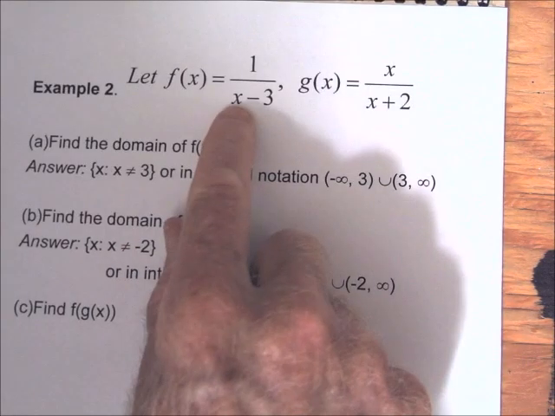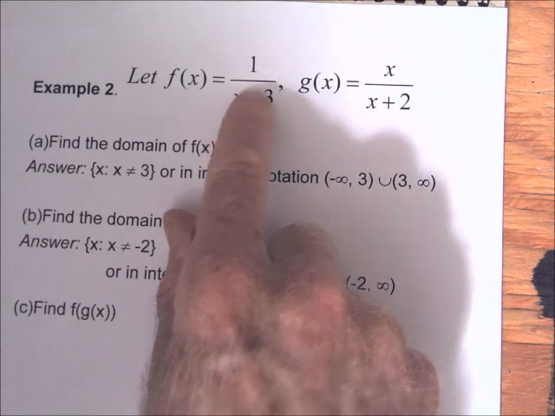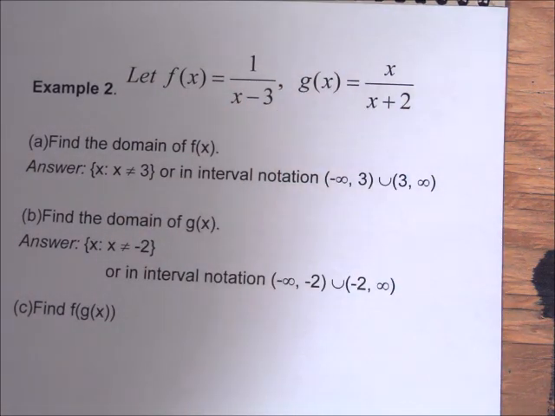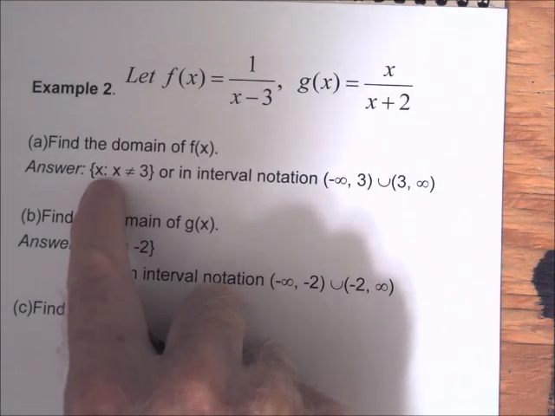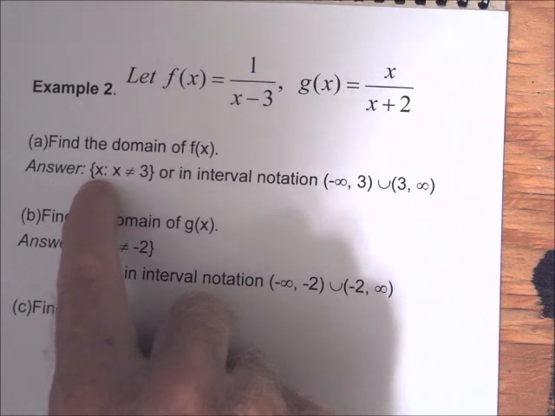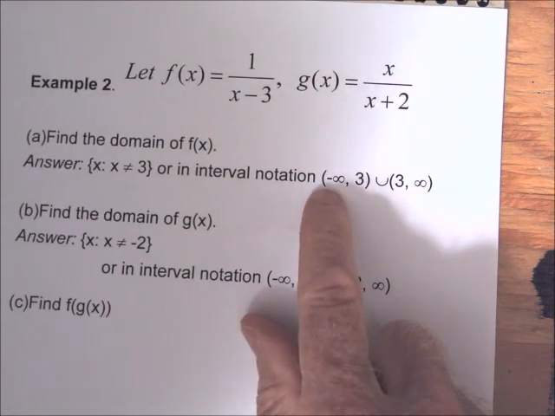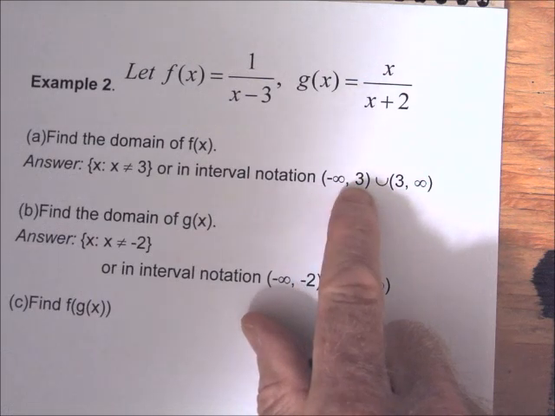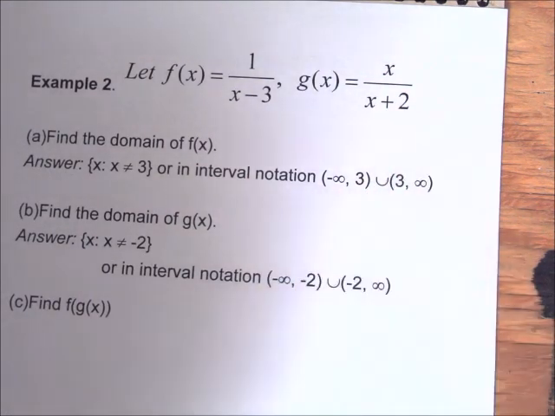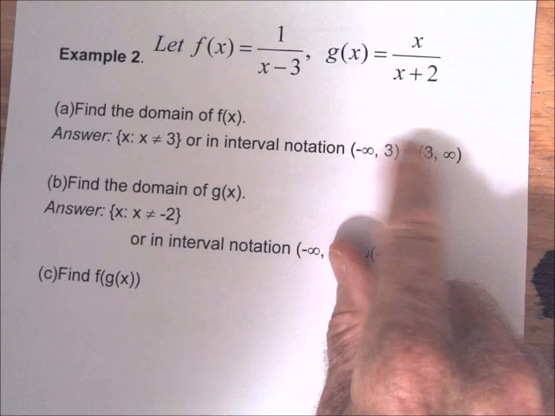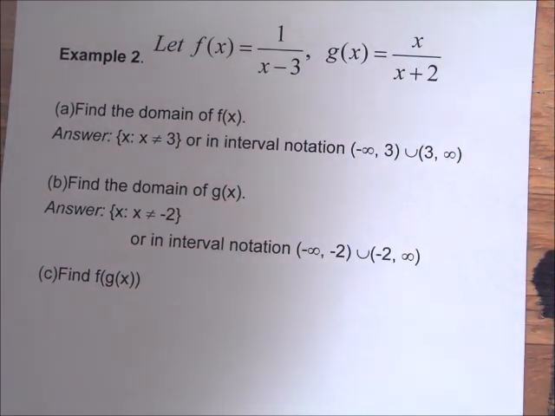If x is 3, you'll have 0 in the denominator. You can't divide by 0, or at least dividing by 0 doesn't give you a real number. So the domain in set builder notation is the set of x such that x is not equal to 3. Or in interval notation, it's minus infinity to 3 union 3 to infinity. So it's anything but 3. The round brackets indicate that 3 is not included. Infinity is also not included.